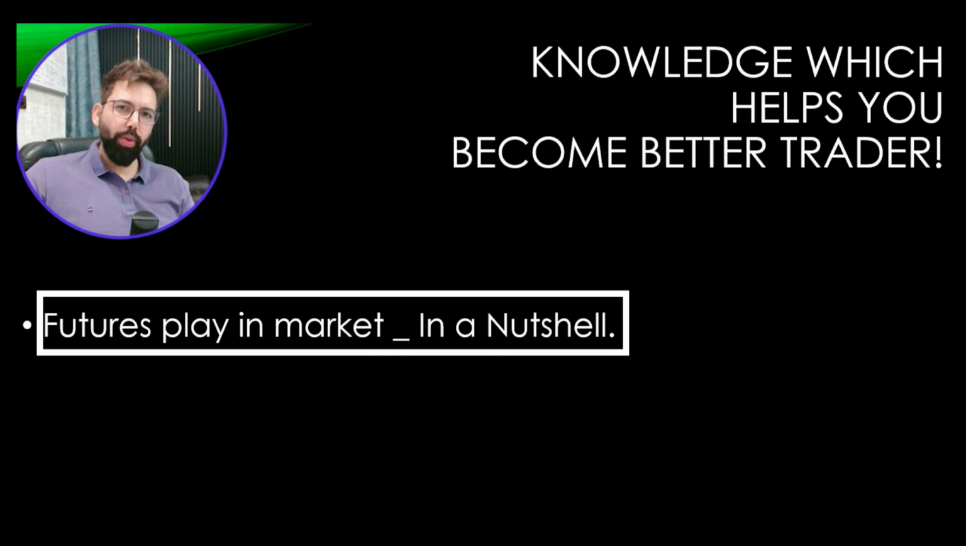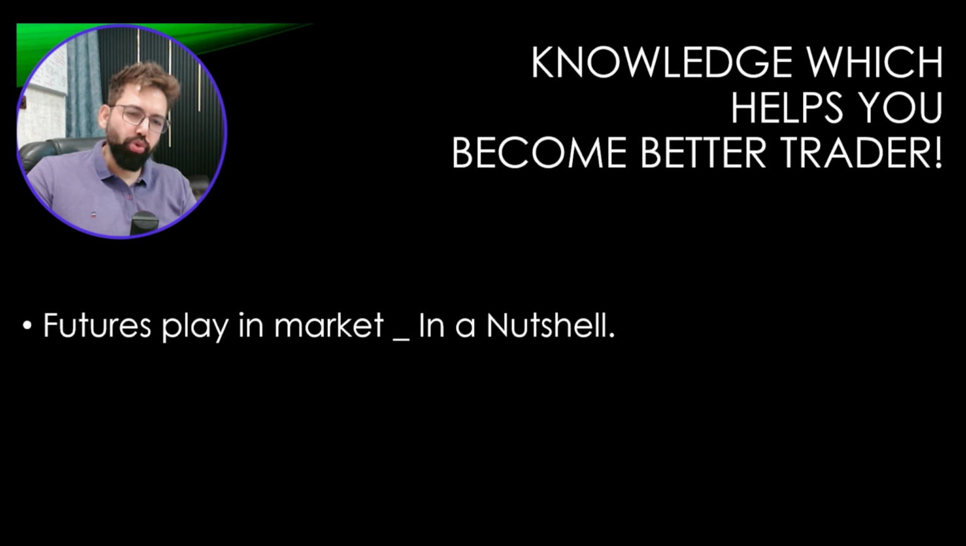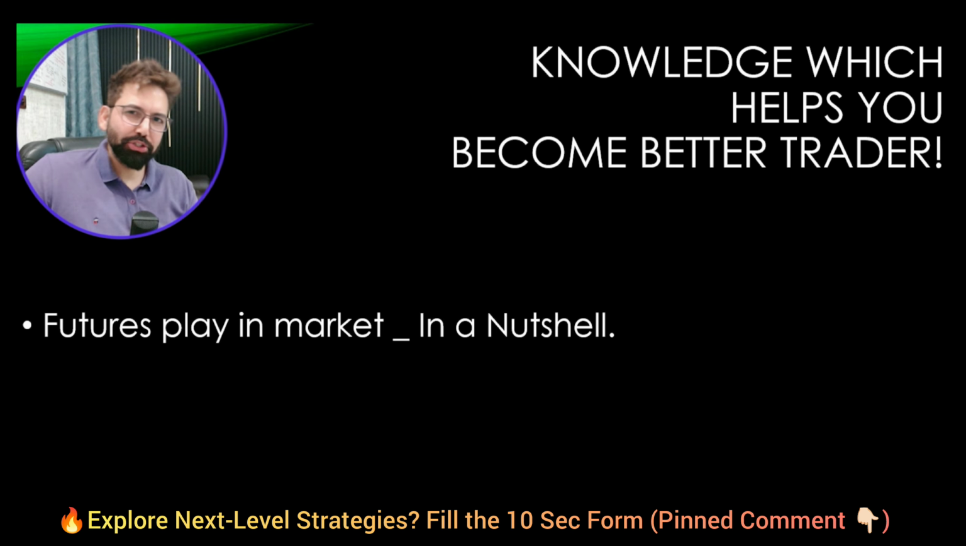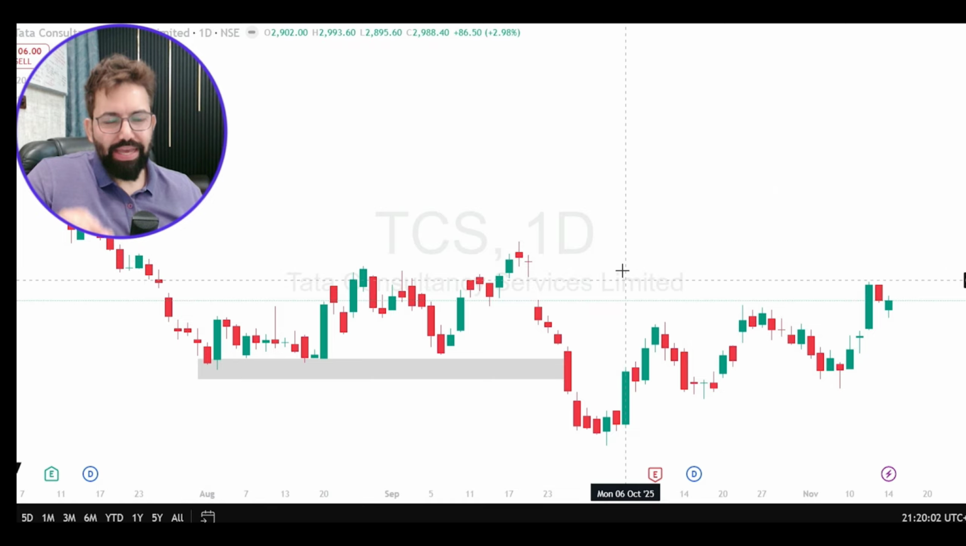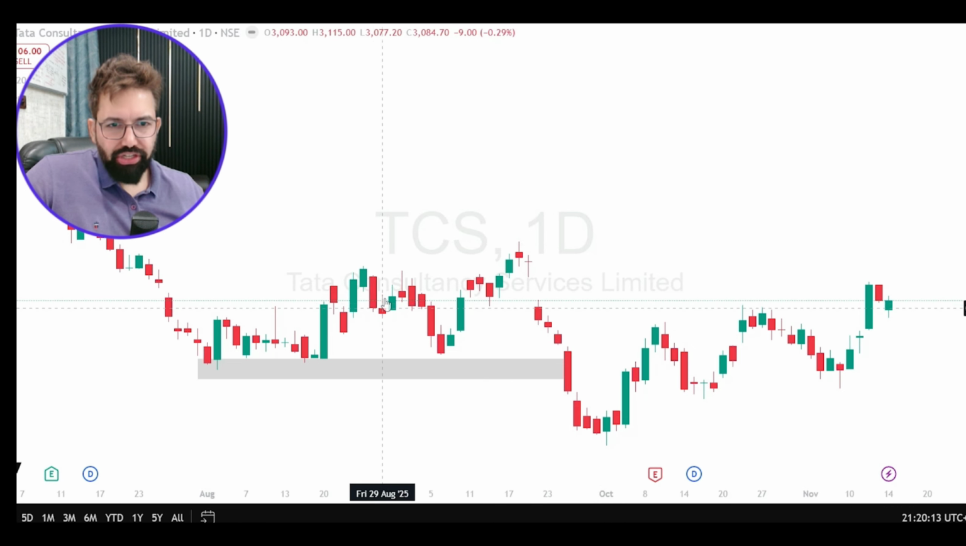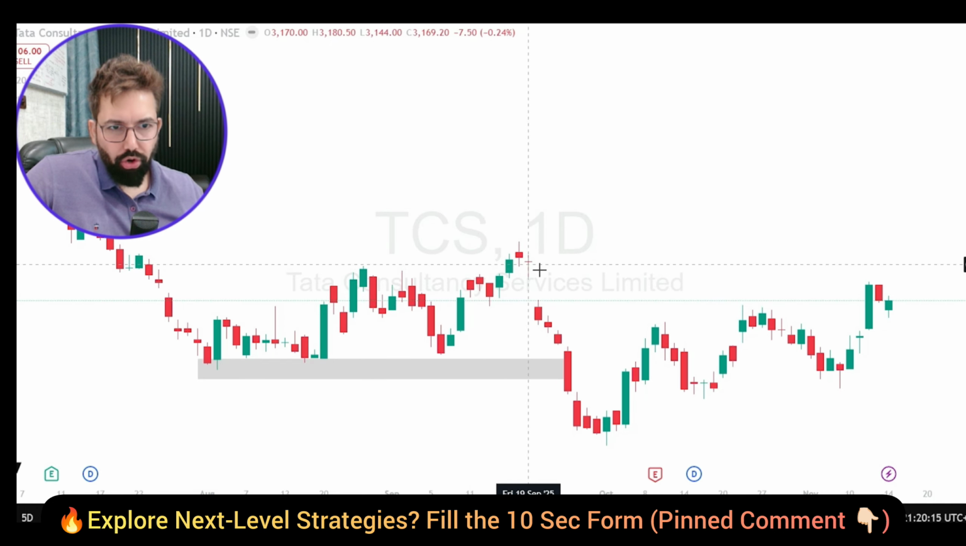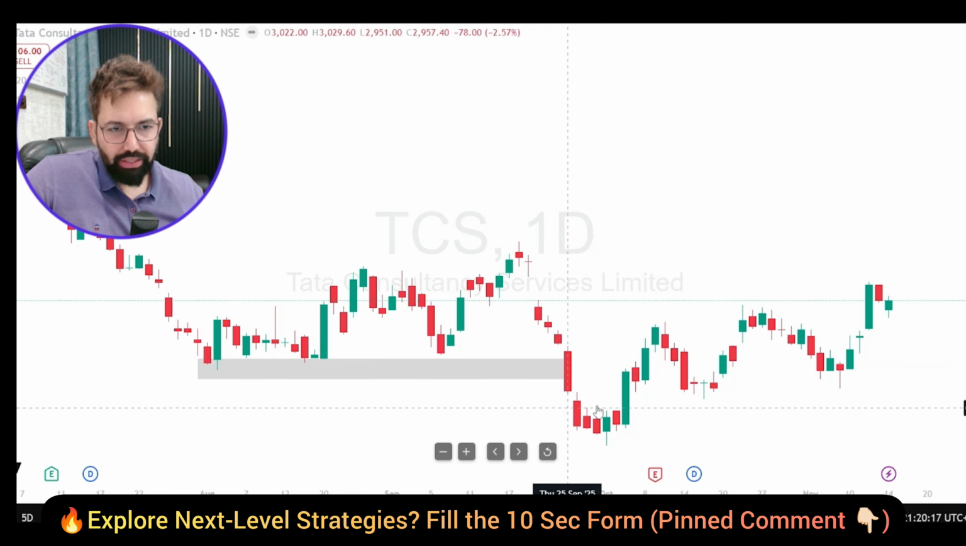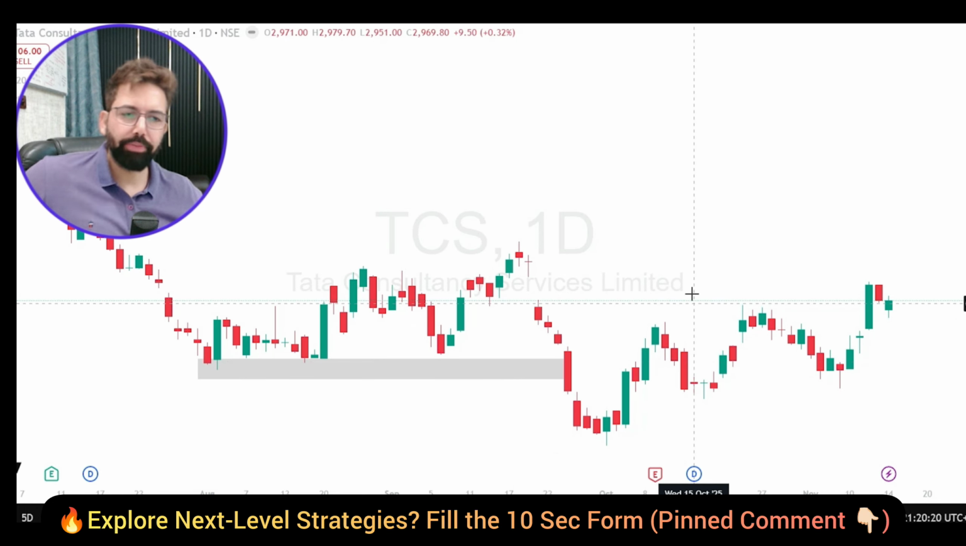There is no better way to teach you than showing you the chart of a particular stock. What you see on your screen is a daily chart. As an example, I've picked TCS. It can be any stock. This is not a recommendation, just an example. Every candle represents one day, and you see the stock going up and going down and breaking the support, and so on. It's happening on the chart.